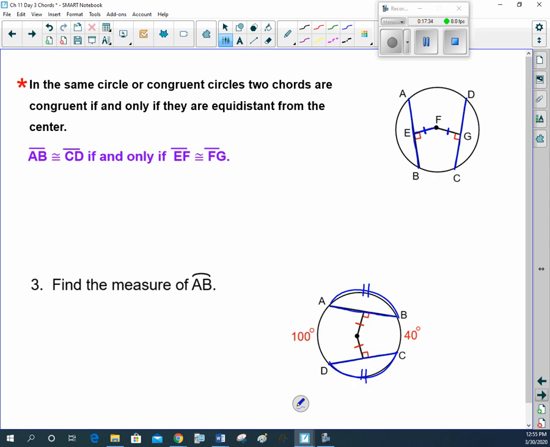Well, I know that all the way around the outside of the circle is 360 degrees. So I've got 100 and I've got 40 degrees marked off on each of those. So 360 minus 140 would give me 220, and I'm going to split that evenly. So each of these arc measures would be 110 degrees. So find the measure of arc AB. The measure of arc AB is 110 degrees.